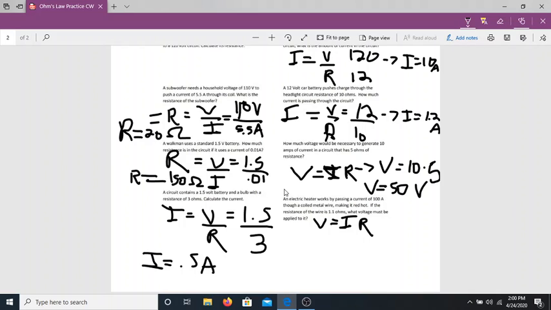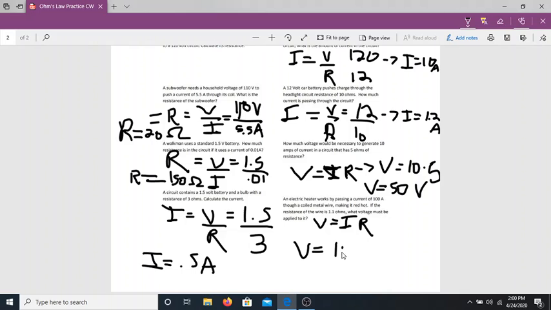All right, and then for the last piece of this, I've got an electric heater. What it does is it basically passes a lot of current through a wire, 100 amps, which is quite a lot of current, and it goes through a coiled metal wire and makes it very hot. The resistance of the wire is very low, in this case it's 1.1 ohms. I want to know what voltage must be applied to it. All right, so in this case I'm solving for voltage again.